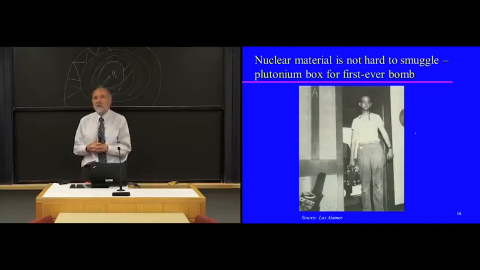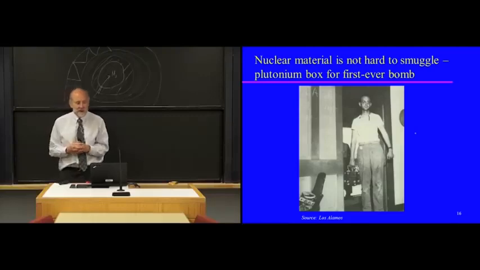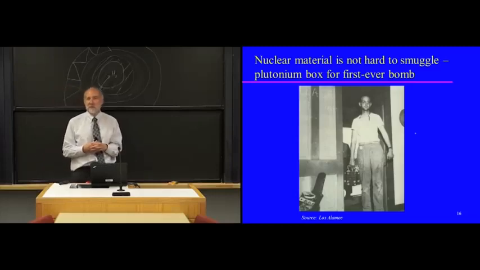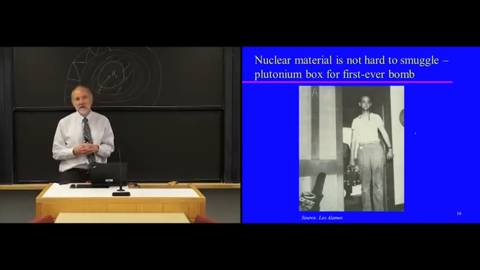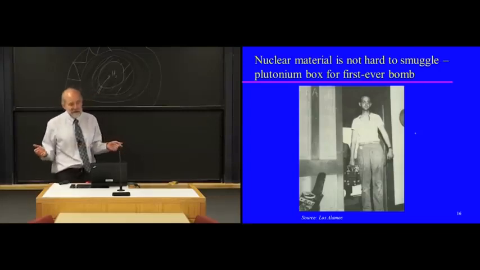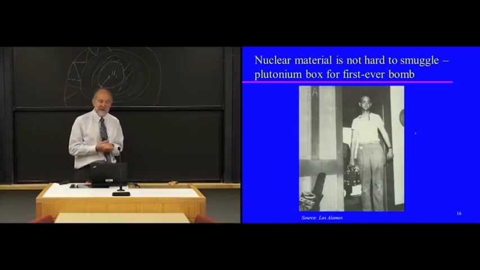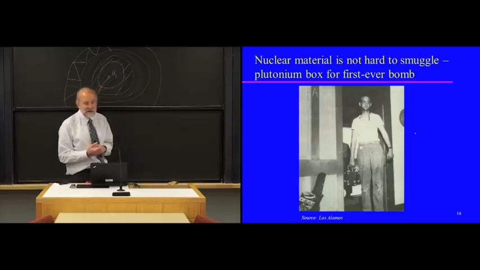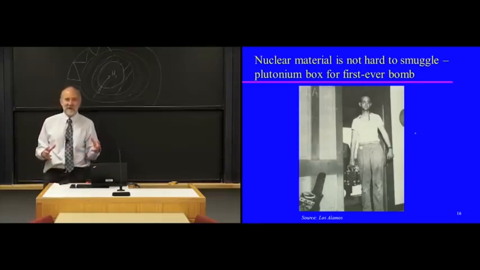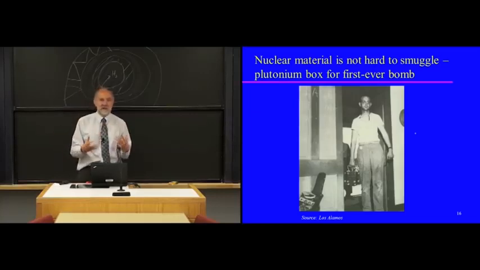What's more, it's not particularly hard to smuggle this material. This is a guy by the name of Sergeant Herb Blair. He's carrying in one hand a box that has the plutonium core for the Trinity nuclear test, the first ever nuclear bomb. You can see he's got no special equipment. He's wearing a t-shirt and remarkably dirty chinos, and he's carrying it in one hand. So once nuclear material gets out of the place where it's supposed to be, if it's stolen or something like that, it could be anywhere. And trying to find it and recover it is a very difficult job.